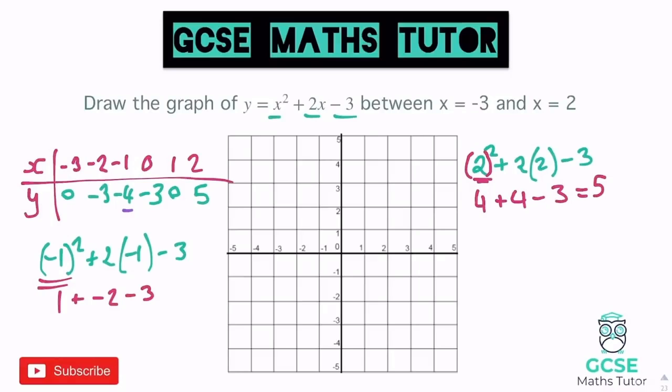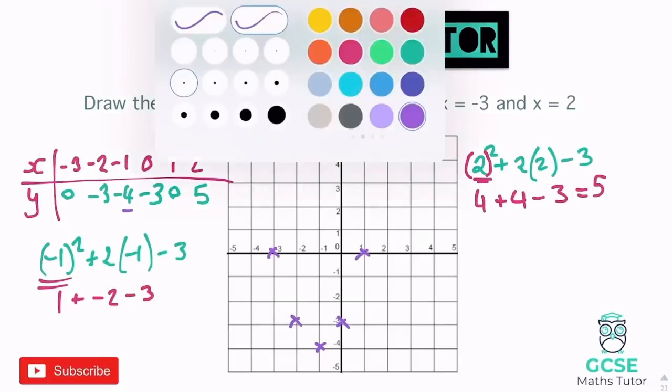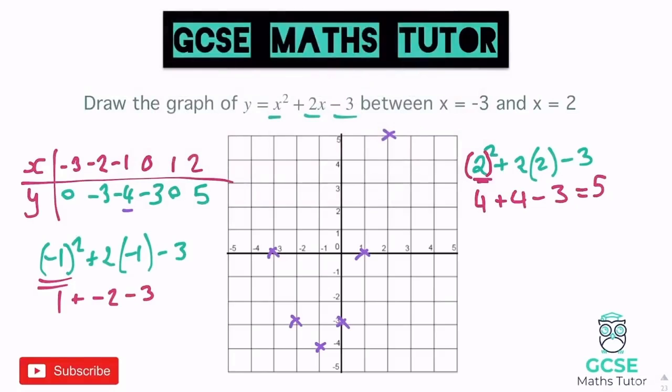So -3 to 0 is there, -2 to -3 is there, -1 to -4 is here, 0 to -3, 1 to 0, and 2 to 5, which is all the way up there. There we go. So this forms a quadratic curve, a parabola, and we just need to draw that with a nice smooth curve as best you can, going through all the points, making a nice smooth curve. And there's our graph drawn.